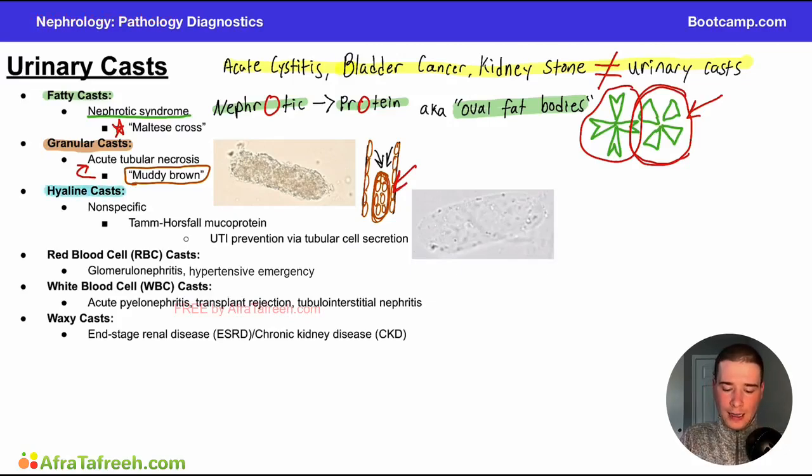Next, we have our hyaline casts. Key point here is that these are relatively nonspecific. So the presentation of these potentially indicates something's going on, but it doesn't tell us specifically what's going on, right?